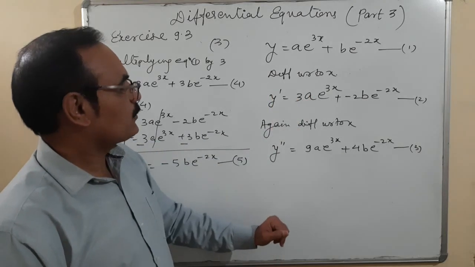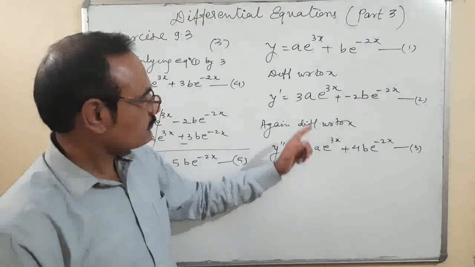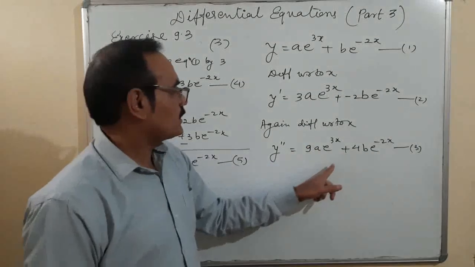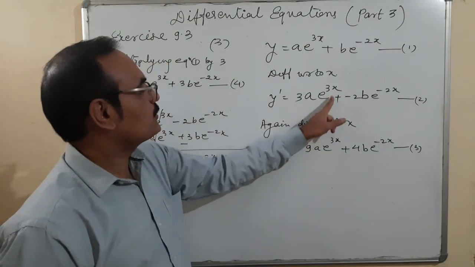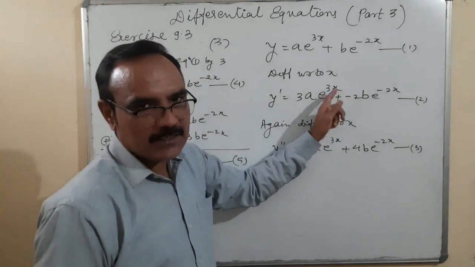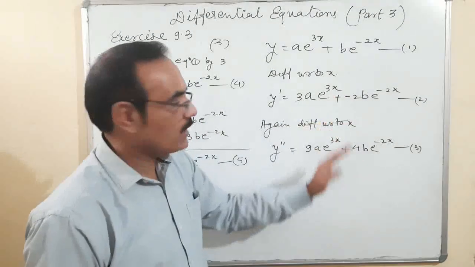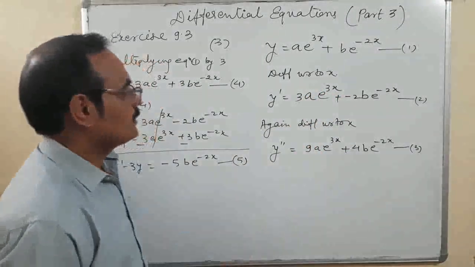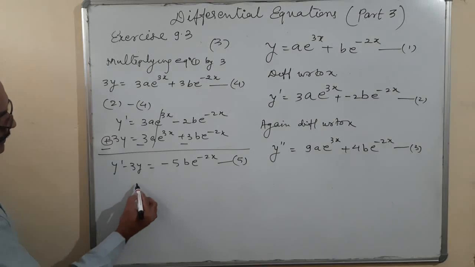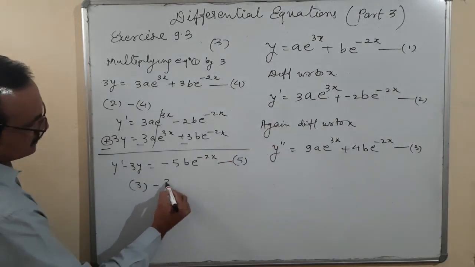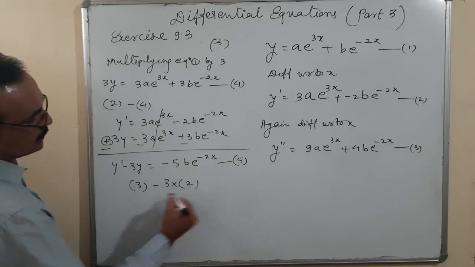Now, let us select other equations. I have taken 1 and 2. Now we can take equation number 2 and 3. Here what should be done? See, equation number 3, it is e to the power 3x, and there is a 9a, that is 3 times. So you will multiply equation 2 by 3 and subtract it from the third one. Then e to the power 3x and a will be eliminated here. So what I am doing here is equation number 3 minus 3 multiplied by equation number 2.